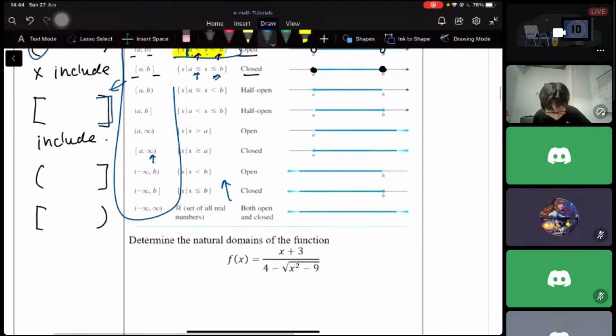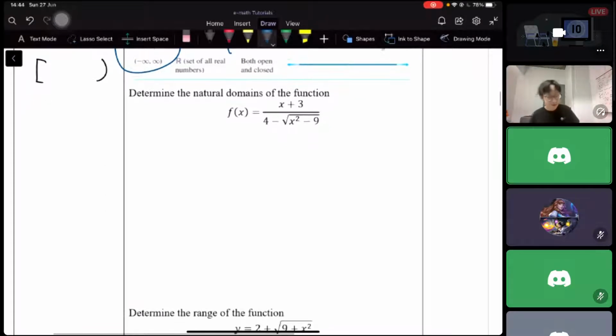So now we'll do a simple exercise. We need to determine the natural domains of the function. Natural domain basically means where the function is defined. What do I mean by defined? Have a look at this function here. It is a fraction. And when you see a fraction, when will the function be undefined?